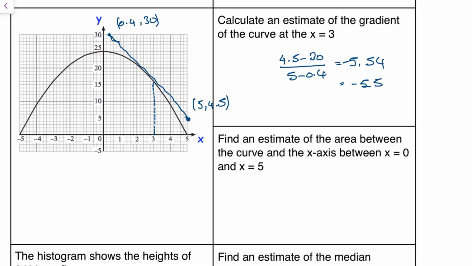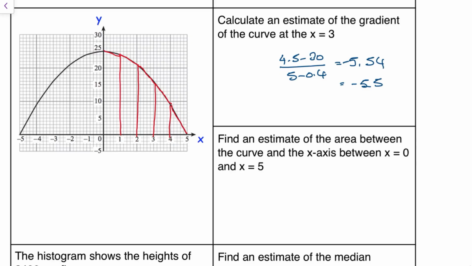Right, next part. Find an estimate of the area between the curve and the x-axis between 0 and x equals 5. Okay, I'm going to have to delete what I've got, only because otherwise it's going to be hard to see what I'm doing. So the way I'm going to do this, I'm going to do it in red so you can see what I'm doing, is split it into 5 sections. And then I'm going to calculate the area of each of those 5 sections, assuming each of those sections is a trapezium. So let me draw it. Technically that's a triangle, but a triangle is just a trapezium with a 0 for one side. Right, so there we go.